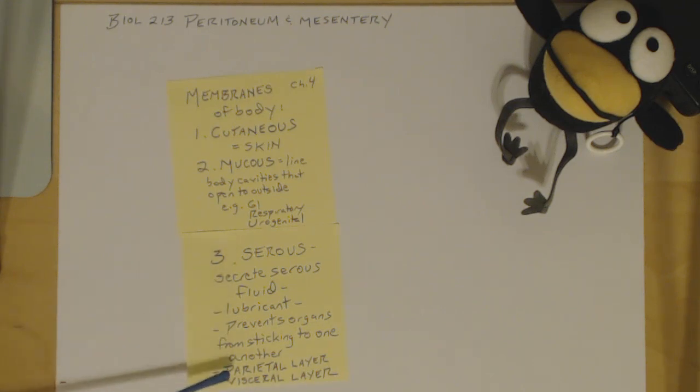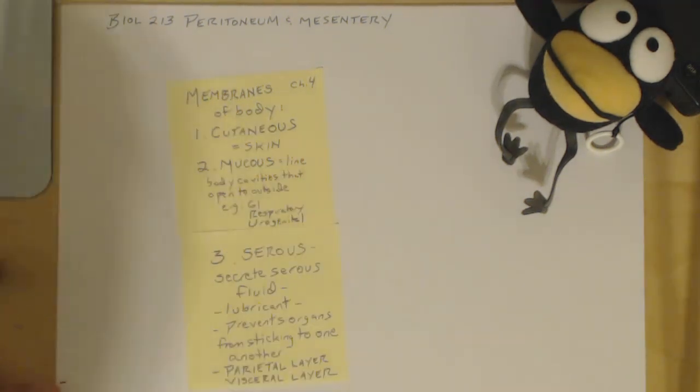Recall that serous membranes consist of 2 layers. There is a parietal layer, which is the outer layer, and that lines usually the body wall or body cavity. And then there's the layer that rests directly on the organ itself, and we call that the visceral layer. Again, it looks something like this.